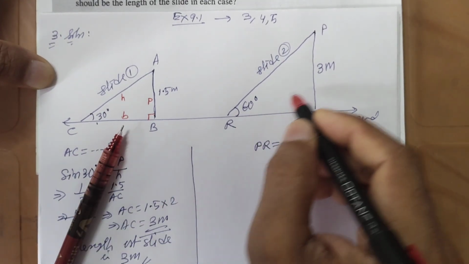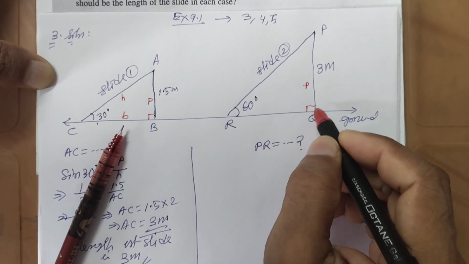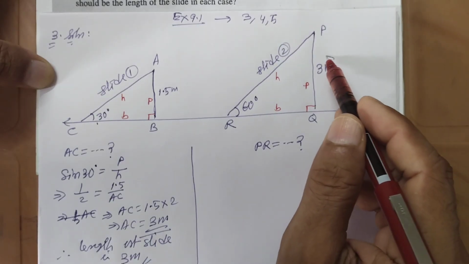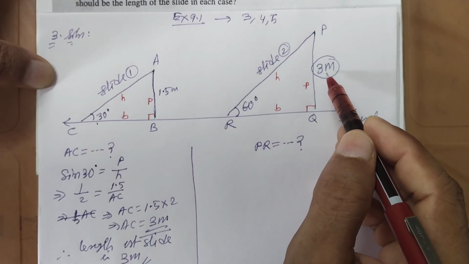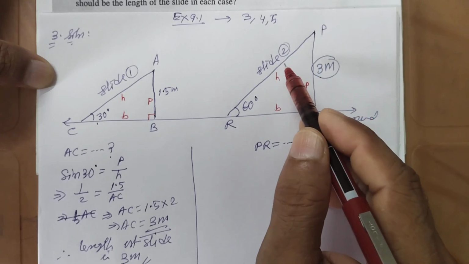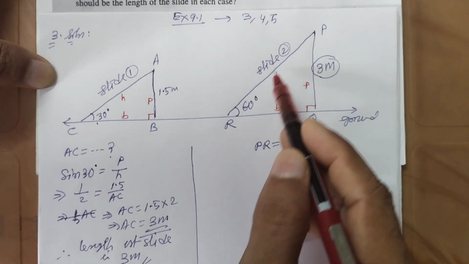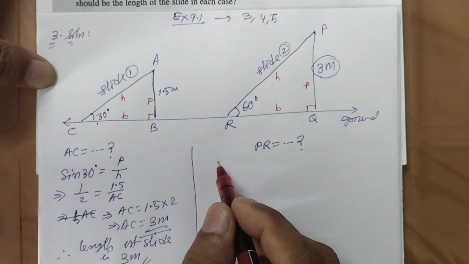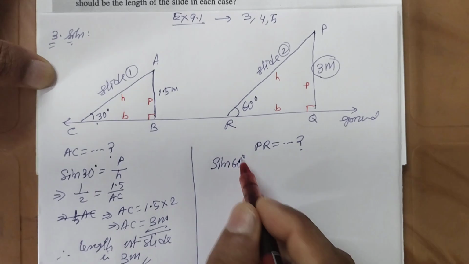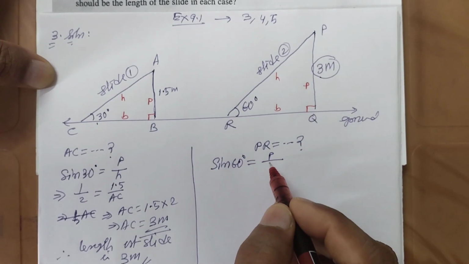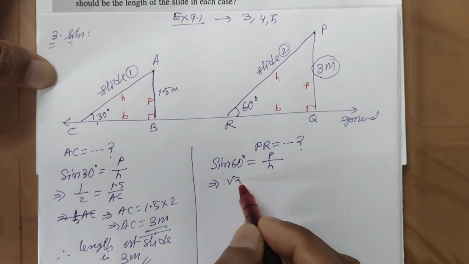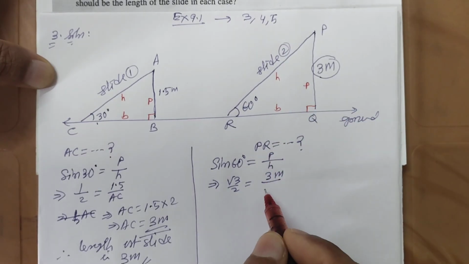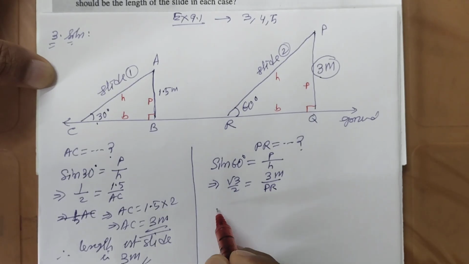Now coming to the second one. Here again opposite to the angle is perpendicular, opposite to 90 is hypotenuse, and the third side is the base. Whatever ratio you take, you have to take the known value. The known value is 3, the perpendicular. You need to find the hypotenuse. PR is the length of the slide. So perpendicular and hypotenuse, again sin theta, here sin 60 degree, is perpendicular by hypotenuse. Sin 60 value is root 3 by 2, perpendicular is 3 meter, and hypotenuse is PR, the length of the slide we are asked to find.